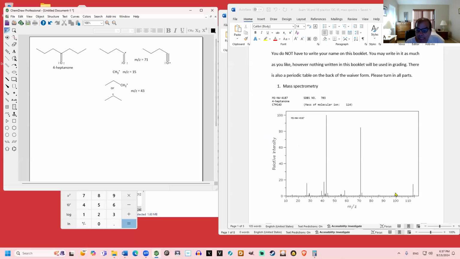There's also a peak at 99. 99 is 71 plus 28. 28 sure sounds like 2 CH2s because each CH2 is 14. So it looks to me like we have a fragment, at least that's an isomer of that.